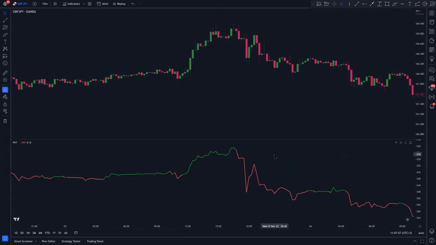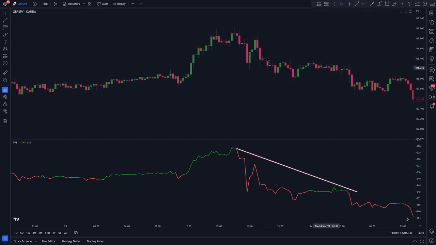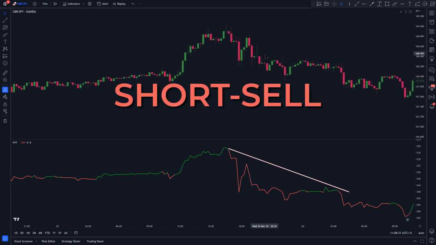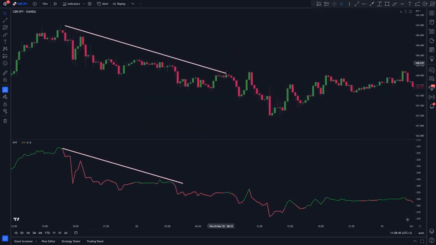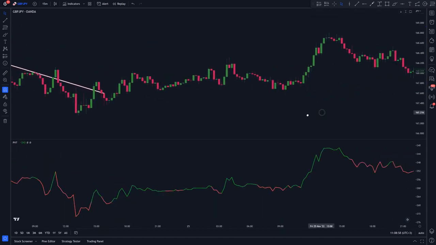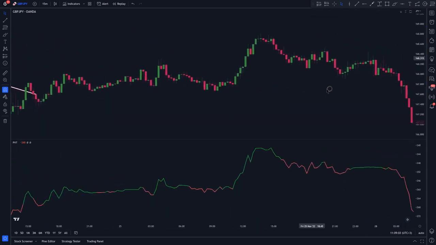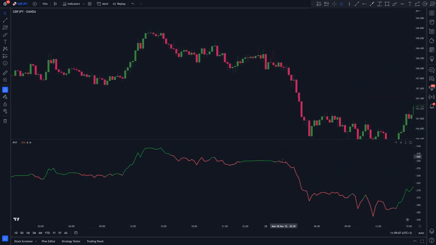On the other hand, when the PVT line is moving downwards like this, it indicates that the selling pressure of that particular trading asset is higher than the buying pressure. In terms of money flow, this basically means that the majority of the money flowing into this asset is used to short sell the asset instead of buying it, causing the price to trend downwards. Now, based on this, I think it's a good idea to take long trades as soon as the PVT line starts going upwards, and to take short trades as soon as the PVT line starts going downwards.